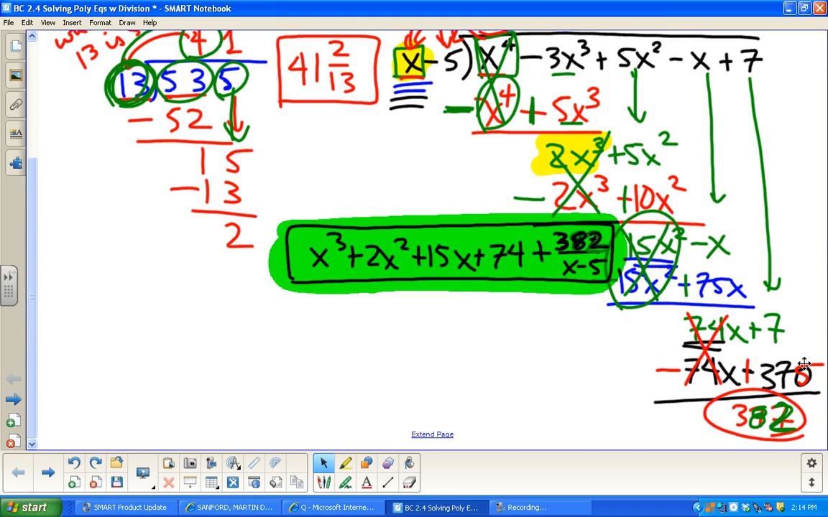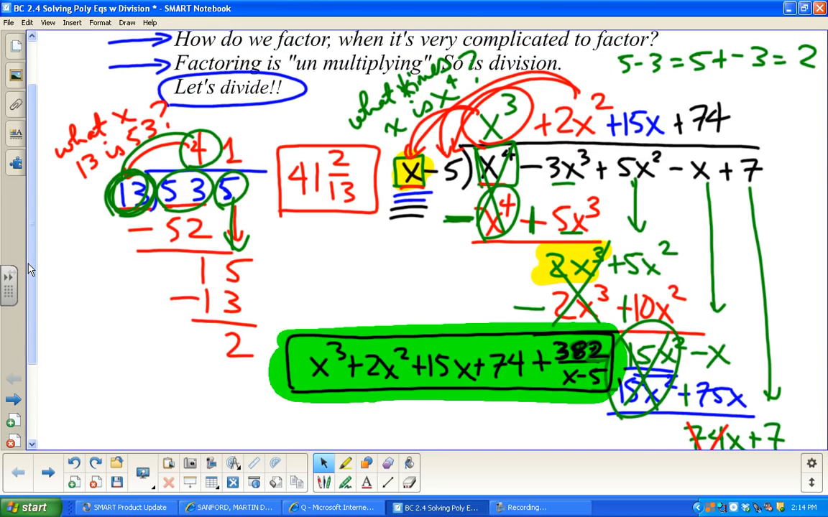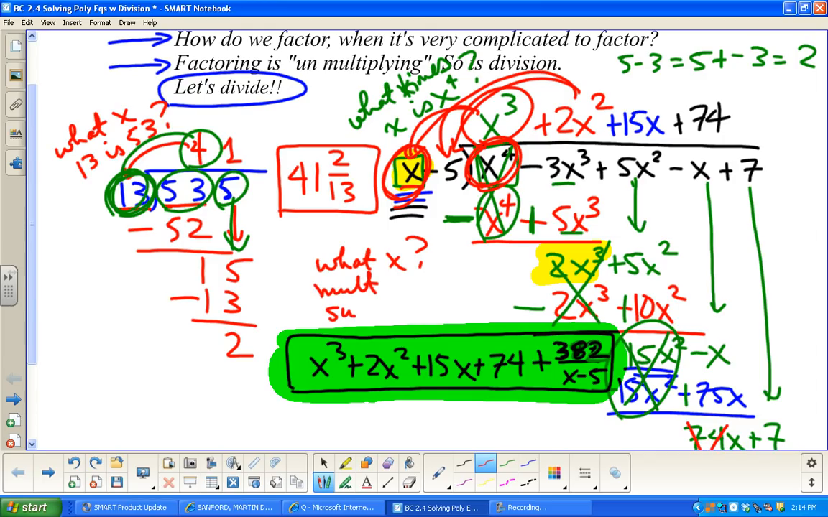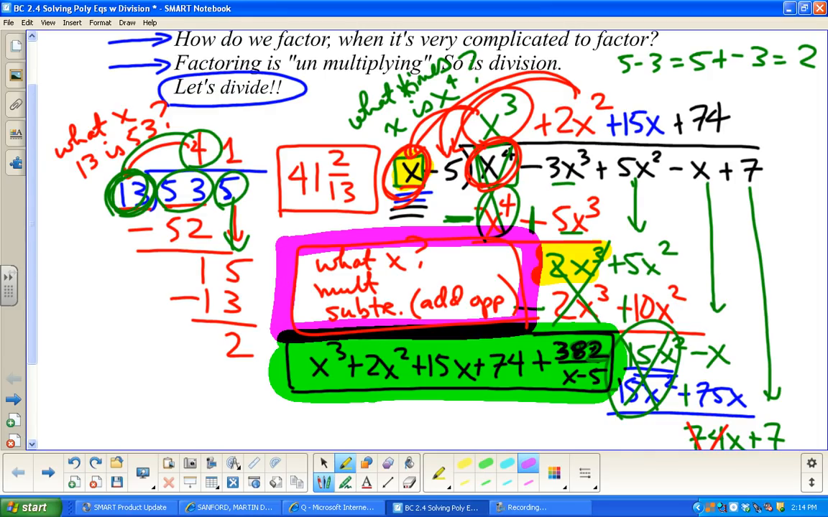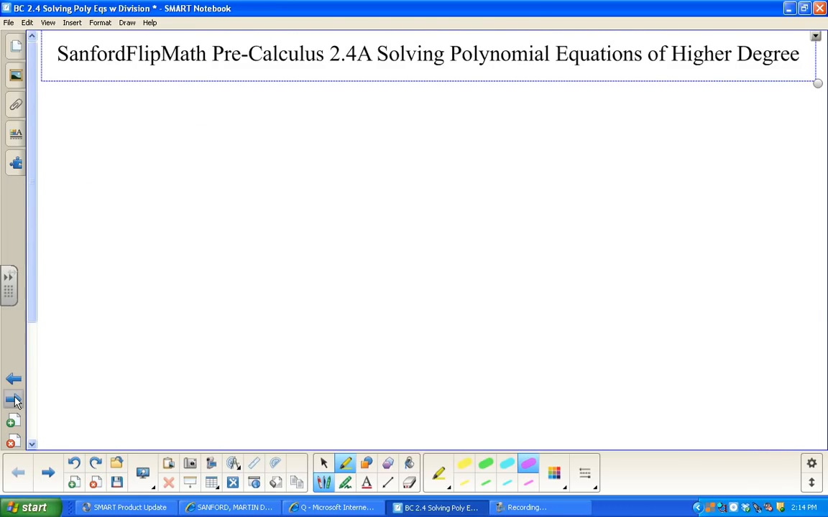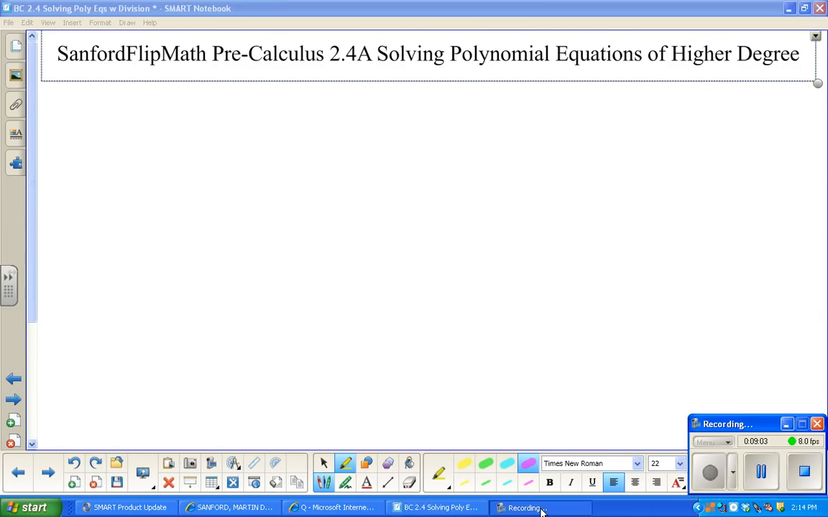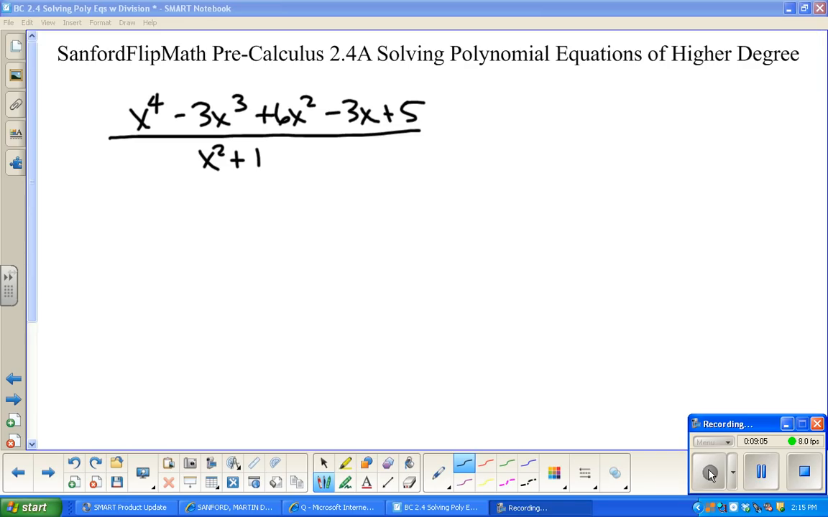Okay, just a quick little recap. You're looking at the front and the front, and you're saying what times? And then you multiply, and then you subtract. In other words, add the opposite. Those are the steps, and you just repeat as necessary. So that's kind of a big deal. Okay, let's go and do it again. It's magic, I tell you.